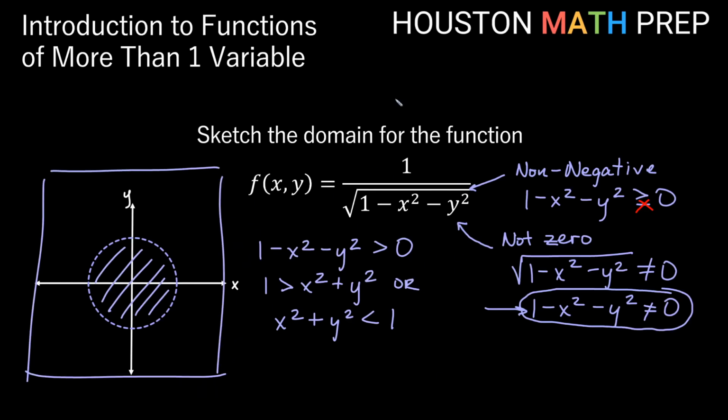We can also, of course, write this in our set notation. Our domain is going to be the set of all points in the xy plane such that x squared plus y squared is less than 1.